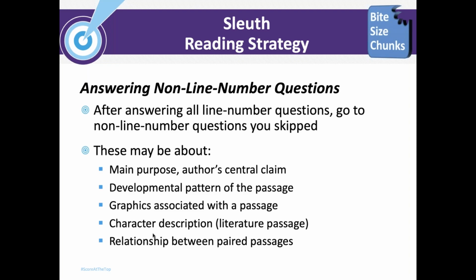And then for the non-line number questions, these are going to be the ones where you have the main idea, text features, text structures, so those whole passage questions. The graph questions, those will typically come at the very end. They'll be the last few questions on this section. And then sometimes you're going to get character description on the literature passage, so there won't be a specific line number, but at this point you read the entire passage, so you should have a pretty good idea of what the character is like. We'll talk about the paired passages later, but this is the compare and contrast. How do these two paired passages have some sort of relationship?